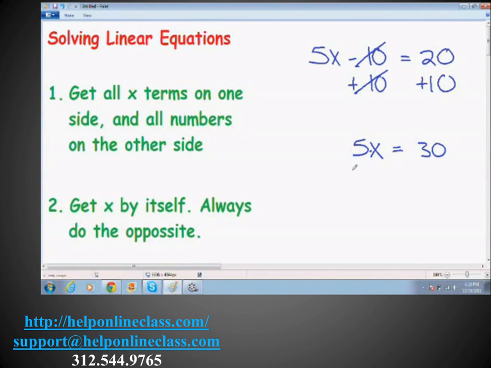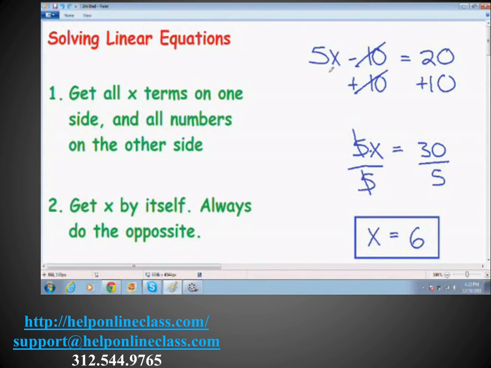So since 5 is being multiplied by the x, I'm going to go and divide by 5 just so we can get x by itself. Now if you notice, these 5's cancel out. And we are just left with x on the left side, which is the whole idea behind step number 2. We want to get x by itself, which we did, so that's really good. And 30 divided by 5 is just 6. And this is our final answer.